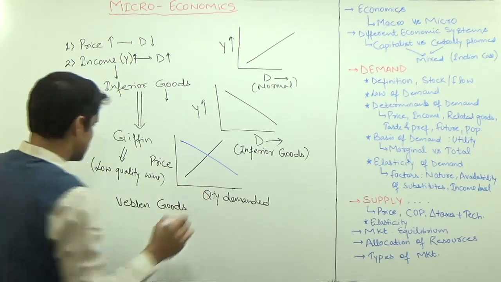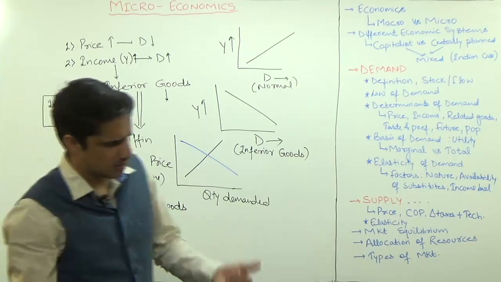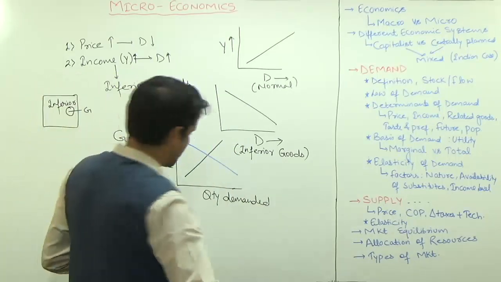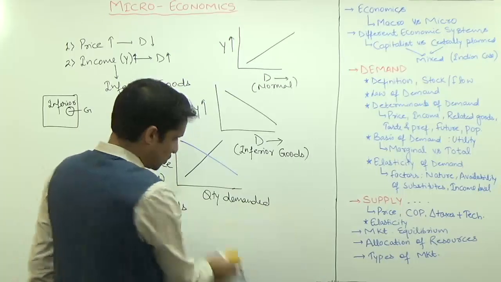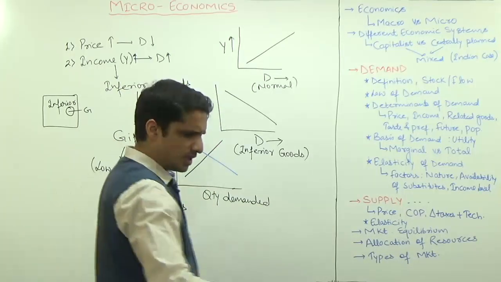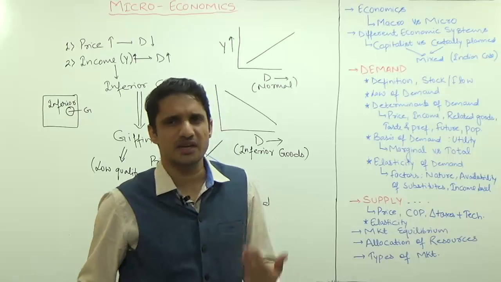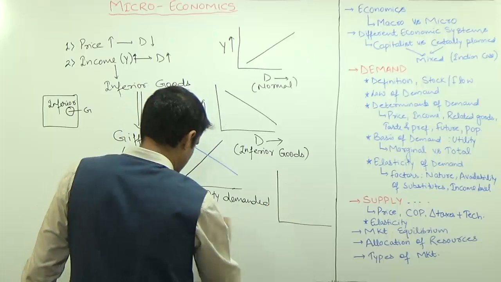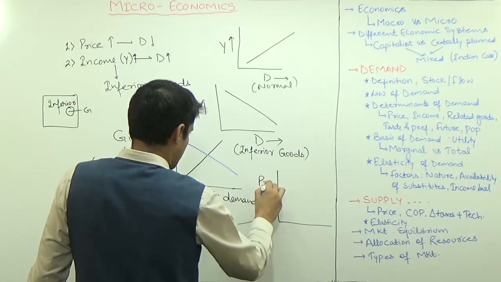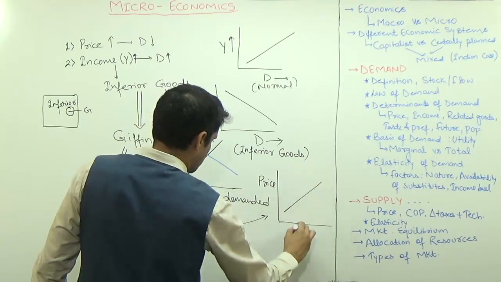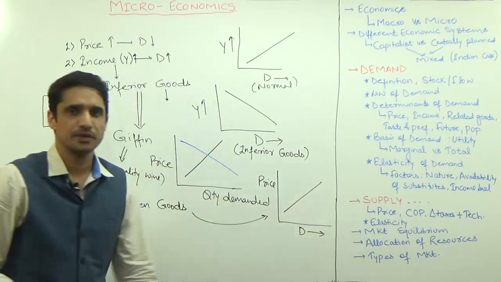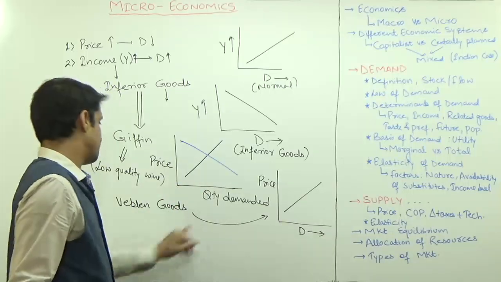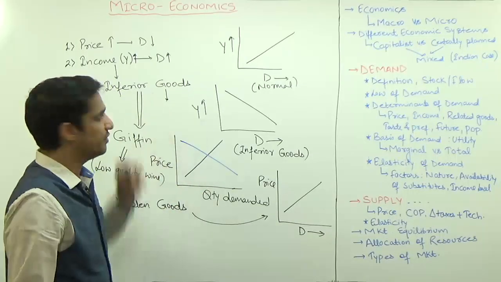These Veblen goods are also used for conspicuous consumption. They are very, very high priced goods, and they are related to social prestige. Suppose some limited edition watches are there, some very rare diamonds and all are there. So when their price increases, this is what the graph is, their demand is also increasing. So don't get confused between these two curves. Veblen goods are very, very high priced goods, and Giffen goods are inferior goods.